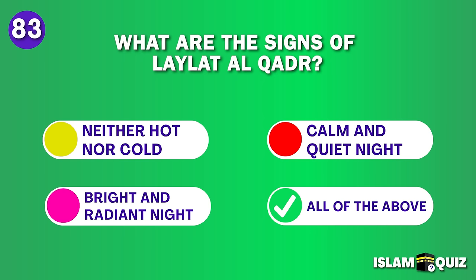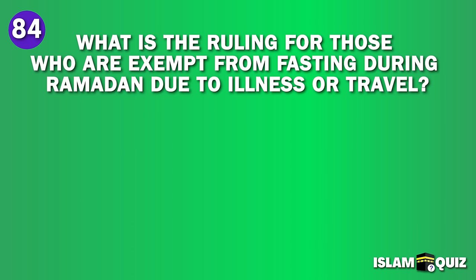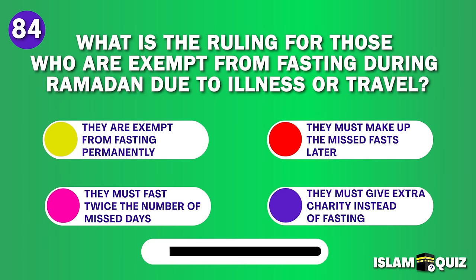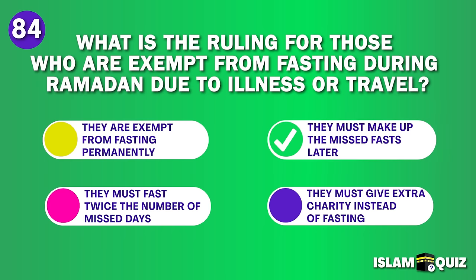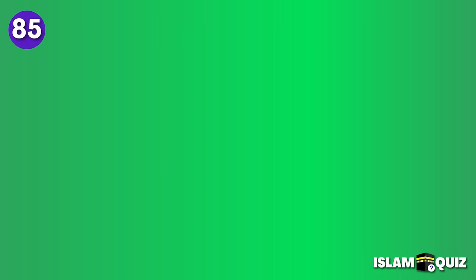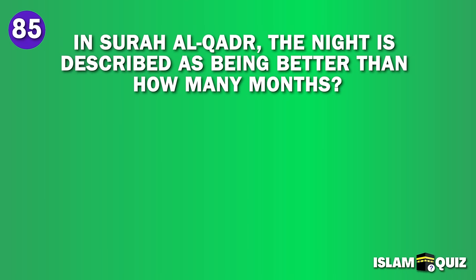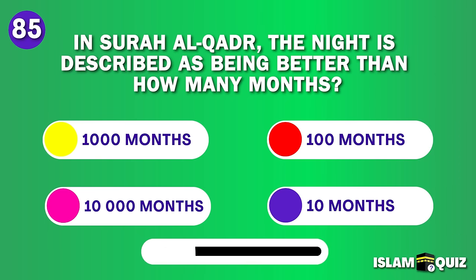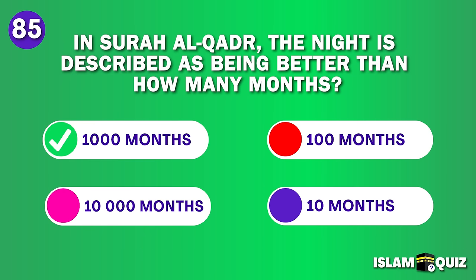All of the above. What is the ruling for those who are exempt from fasting during Ramadan due to illness or travel? They must make up the missed fasts later. In Suratul Qadr, the night is described as being better than how many months? Thousand months.